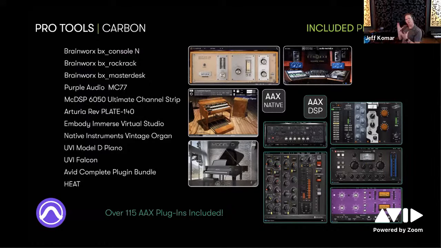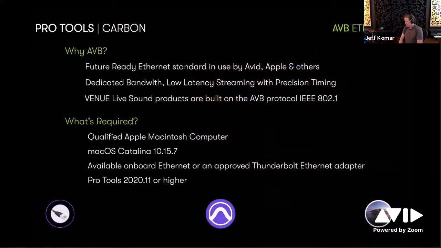Pro Tools is part of the collection. You actually get a copy of Pro Tools. You get Pro Tools with Pro Tools Carbon. And with that said, there's over 115 plugins. 70 of those are actually DSP. So you have an incredible collection of tools that you can use to work.